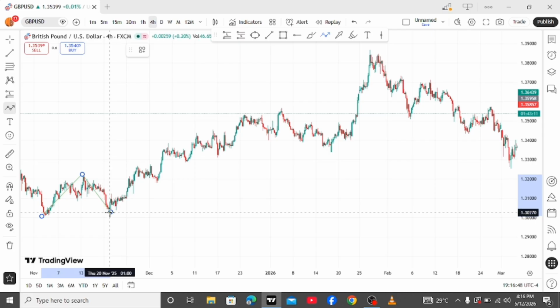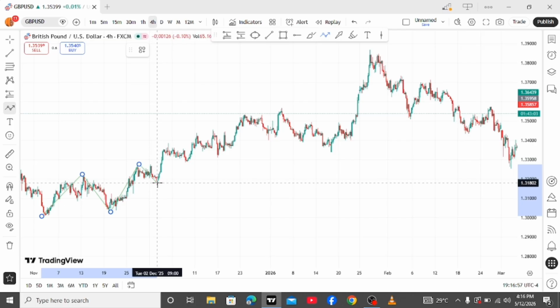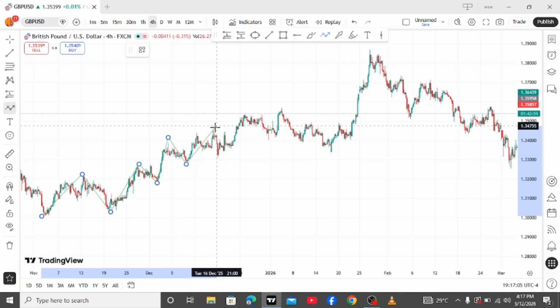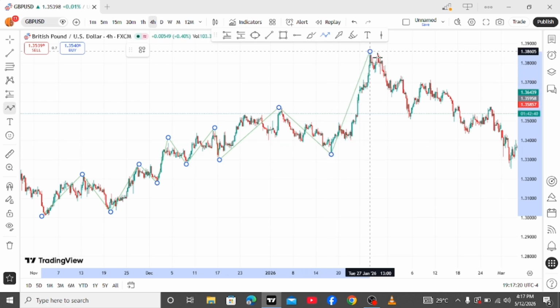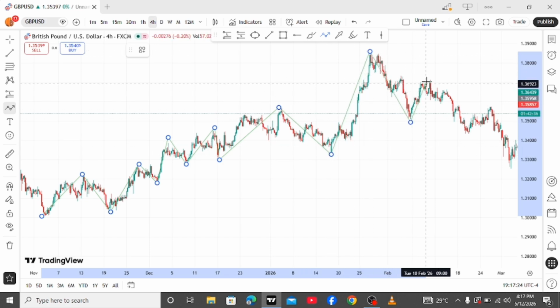So the market made a support and then goes up, making a resistance, and then comes down, support, resistance, support, resistance, and support, then resistance, support, and then we have a market shift here.